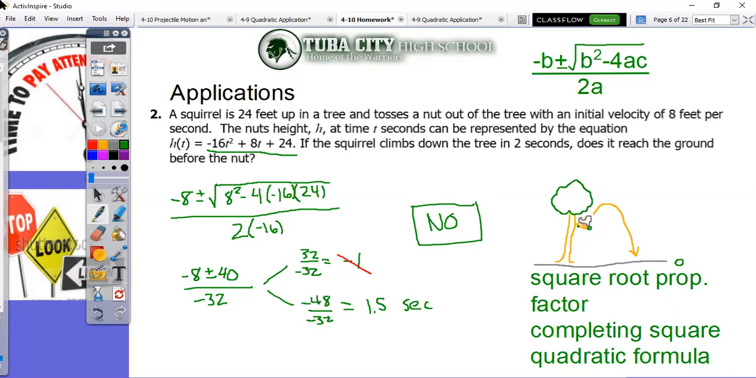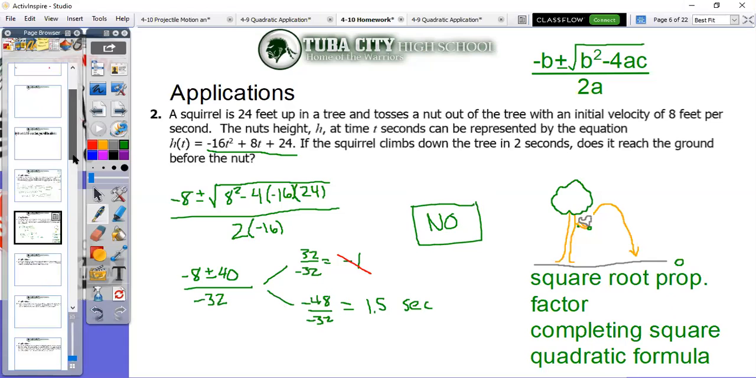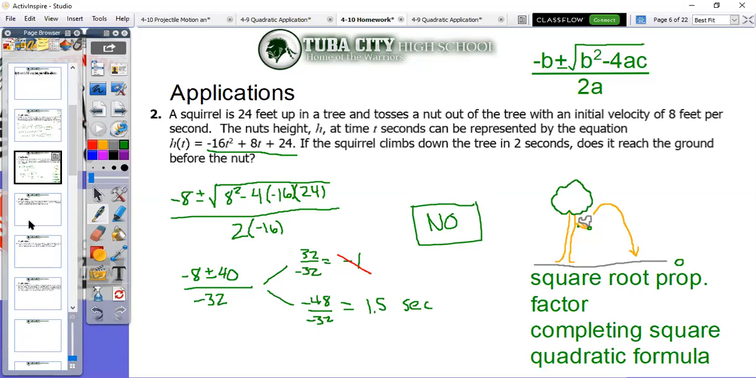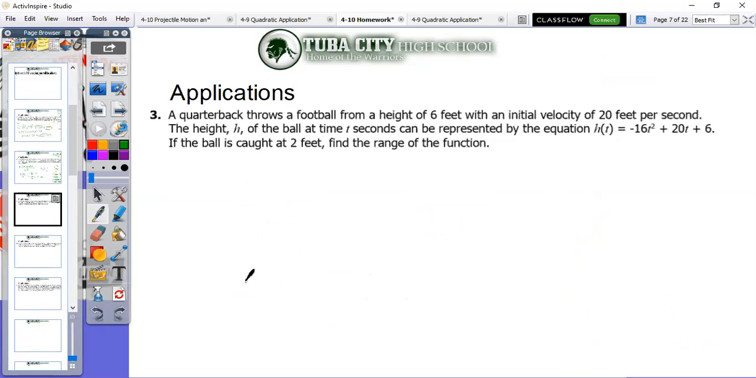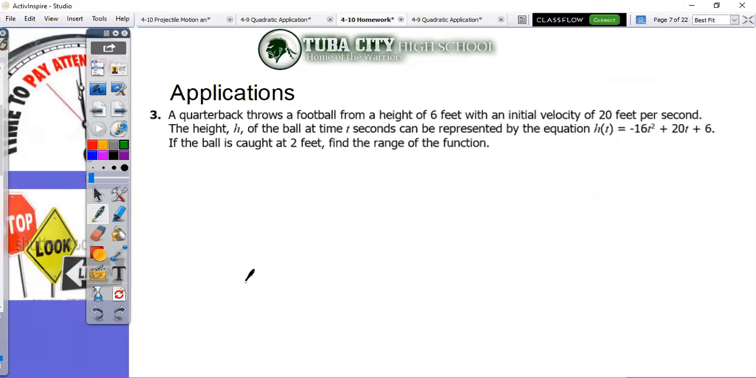Okay, there we go. And we don't have that many to go through. We're pretty much near the end of it already, so we're about halfway when we get to this problem. A quarterback throws a football from a height of 6 feet with an initial velocity of 20 feet per second. The height of the ball h in time of t seconds can be represented by this equation. If the ball is caught at 2 feet, find the range of the function.